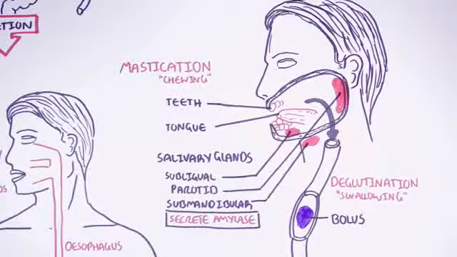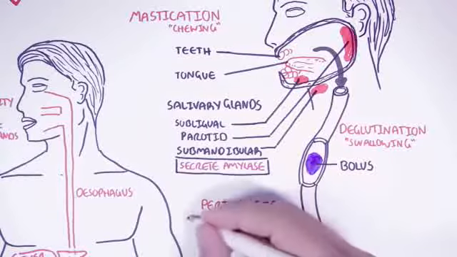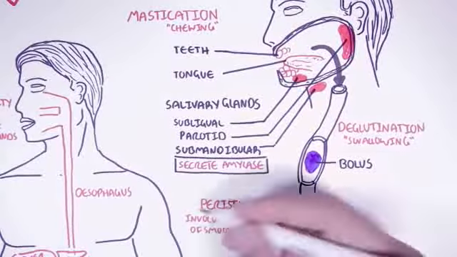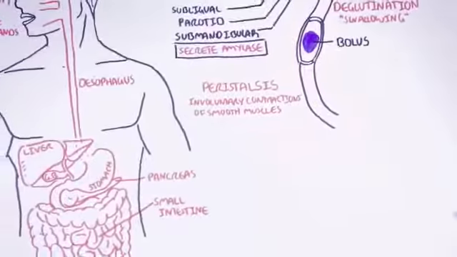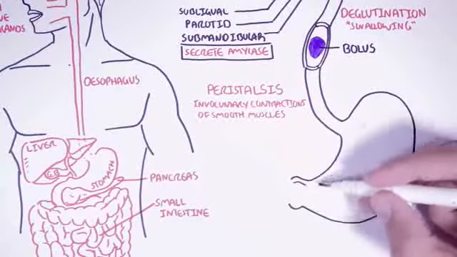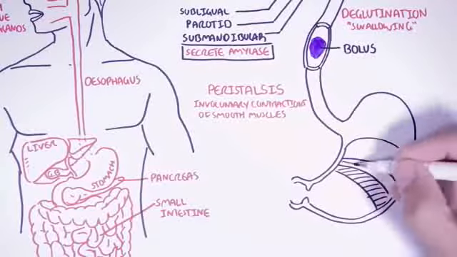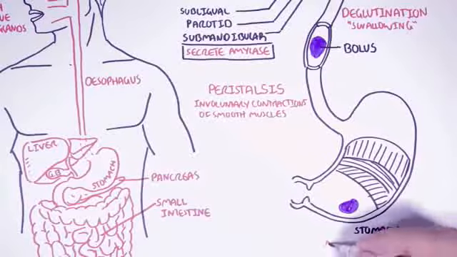The bolus will travel through the esophagus thanks to peristalsis. Now, peristalsis is the involuntary contraction of the smooth muscles that line the digestive tract. Peristalsis allows the movement of food through the digestive tract, essentially. And so the bolus will eventually enter the stomach. The stomach will temporarily store and churn the bolus.